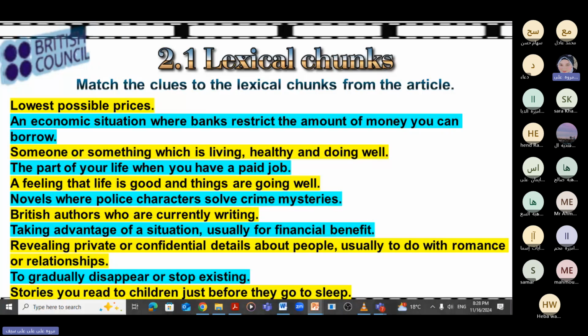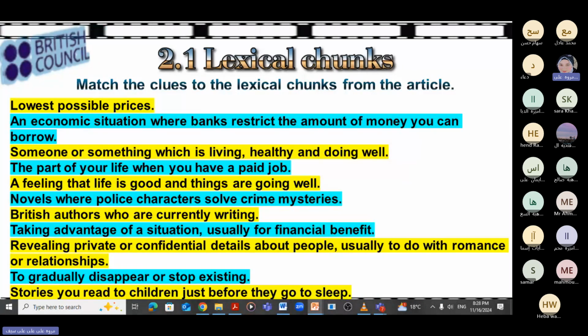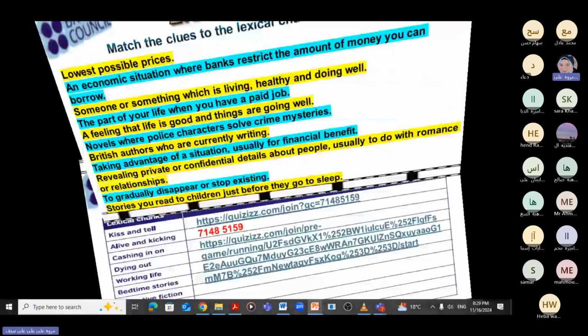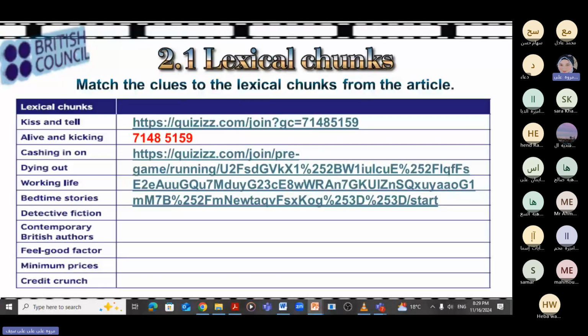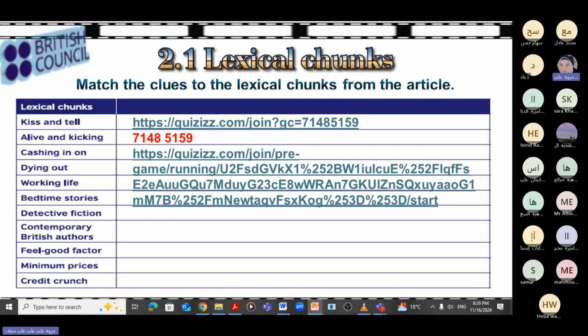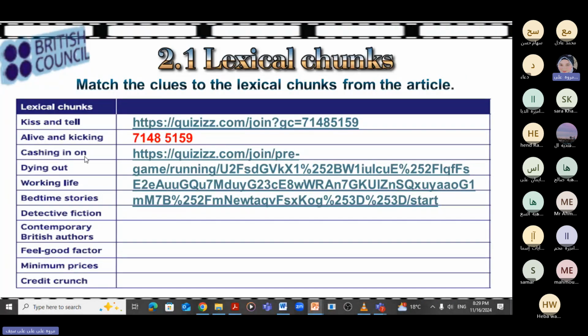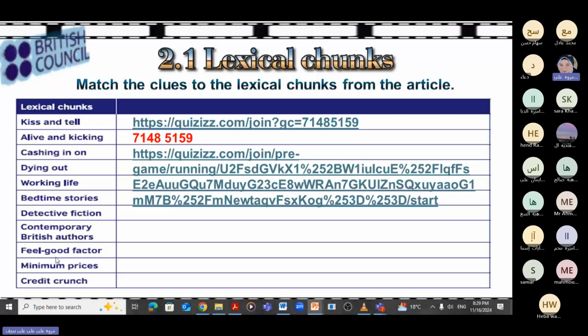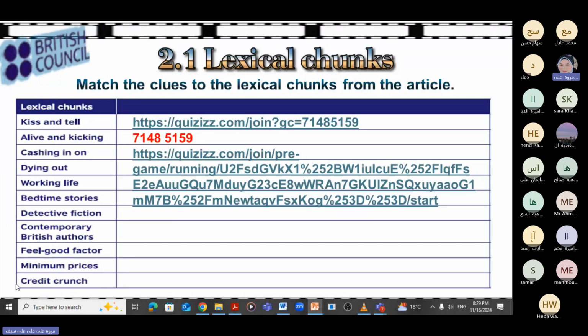All right. So now here are the clues, the sentences or the phrases. Why are we studying these lexical chunks from the article that we read in the last session of ours? Because we're going to match these sentences that you have written, or the clues, to these expressions. Have a look at my table on the screen here. We have kiss and tell, alive and kicking, cashing in on, dying out, working life, bedtime stories, detective fiction, contemporary British authors, feel good factor, minimum prices, credit crunch.